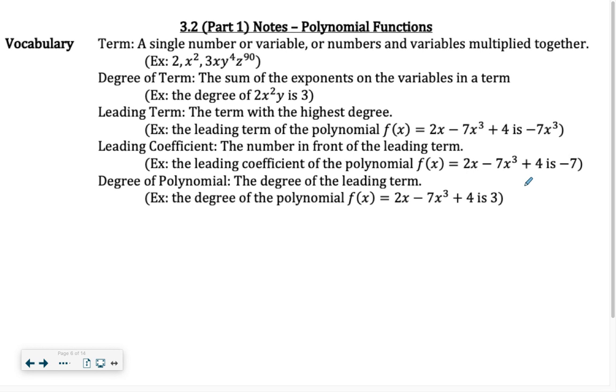And then finally, the degree of a polynomial is just the degree of the leading term. So again, if we take that same polynomial, since negative 7x cubed was the leading term, the degree on that is 3. So we would say the degree of the entire polynomial is 3.